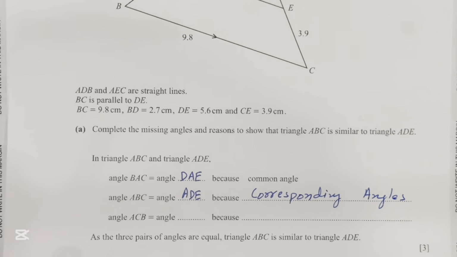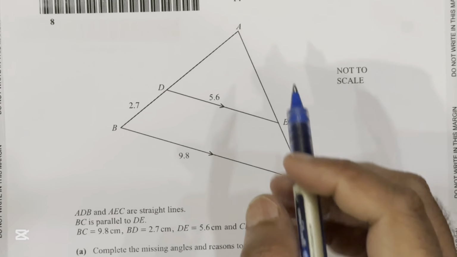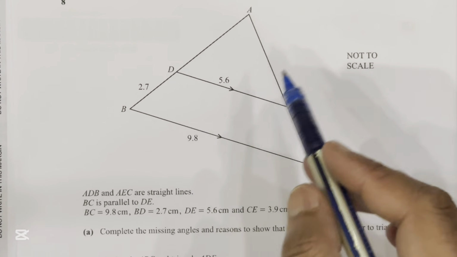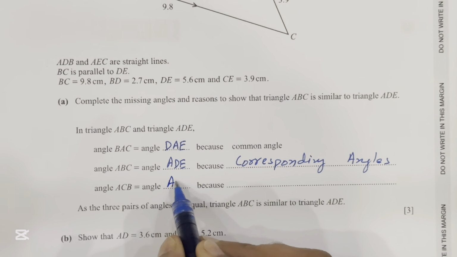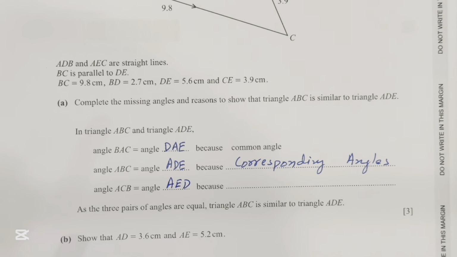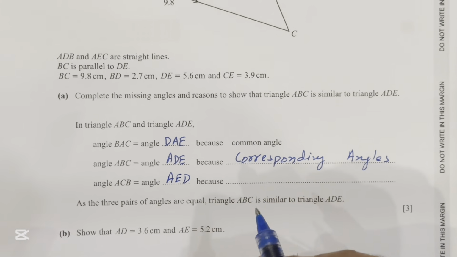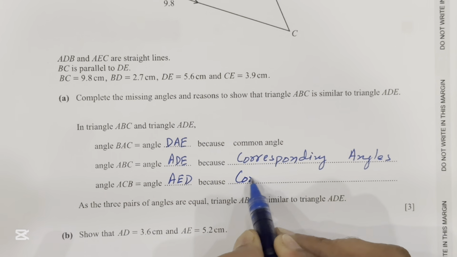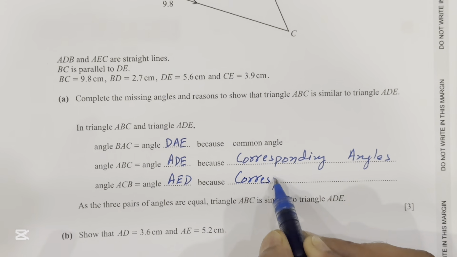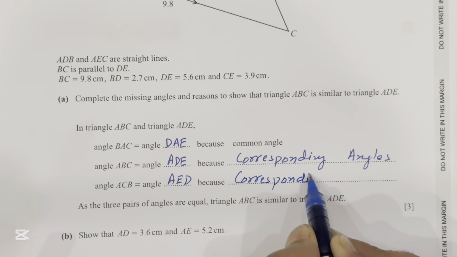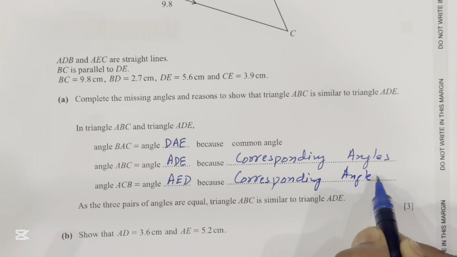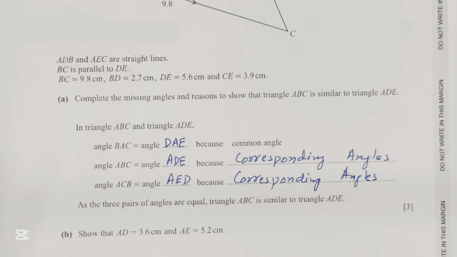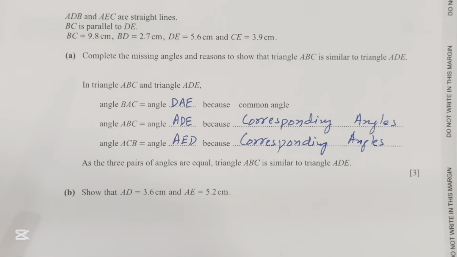Now angle ACB, that is ACB is this, it would be equal to angle AED, and the reason would be, again, these are the corresponding angles. Mostly students miss the reason in the paper and they are confused between alternate angles and corresponding angles. Make sure you revise all these.